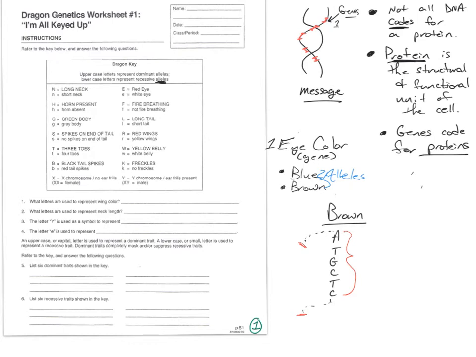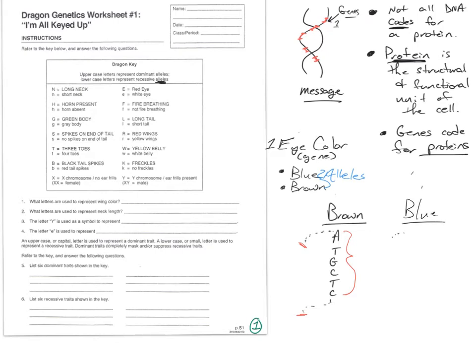Now, the dragon might have one brown eye color allele, it might have two versions of this. Because how many copies of each gene do you have? Two, right. So you have this copy of this gene, this allele is brown. This dragon could have another brown allele, or it might have a blue allele.